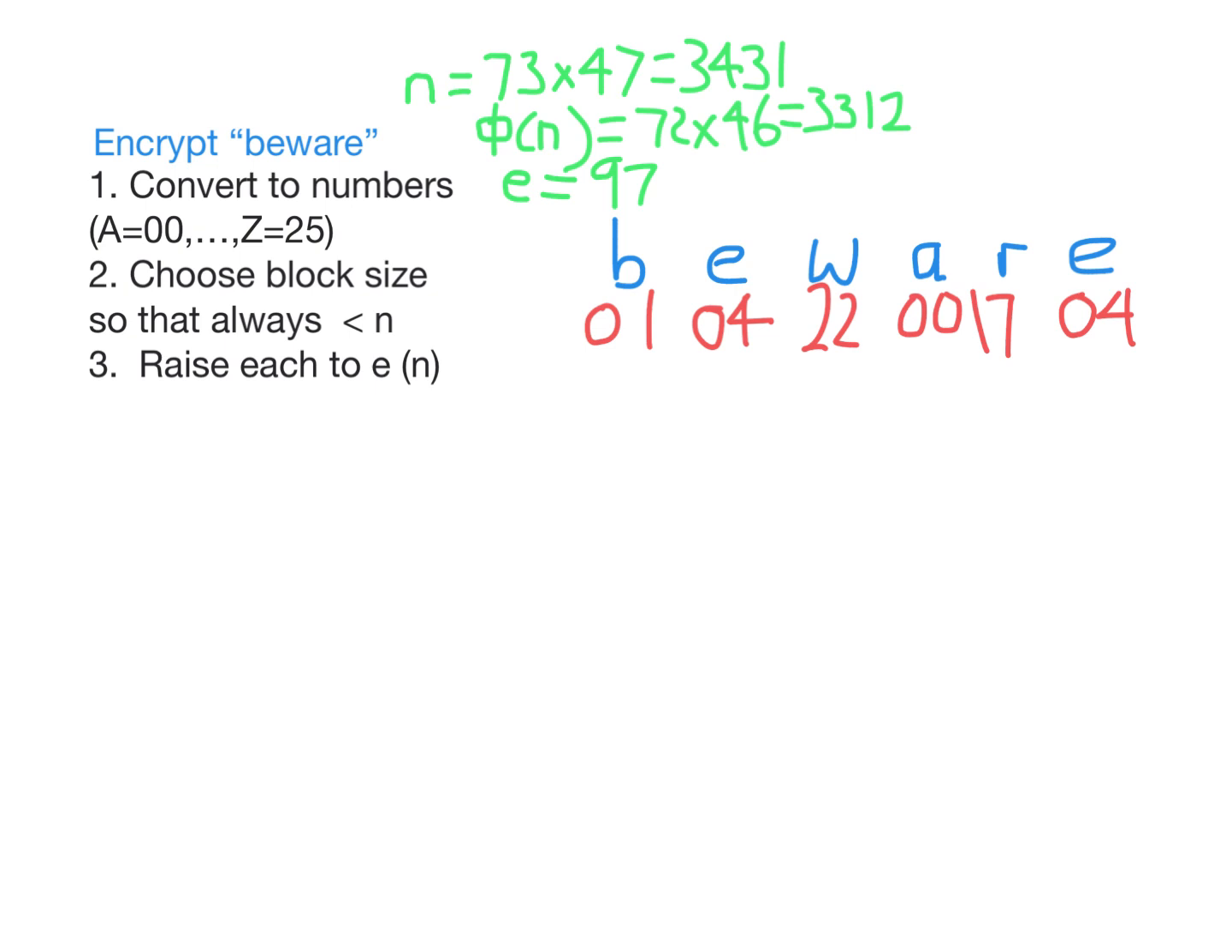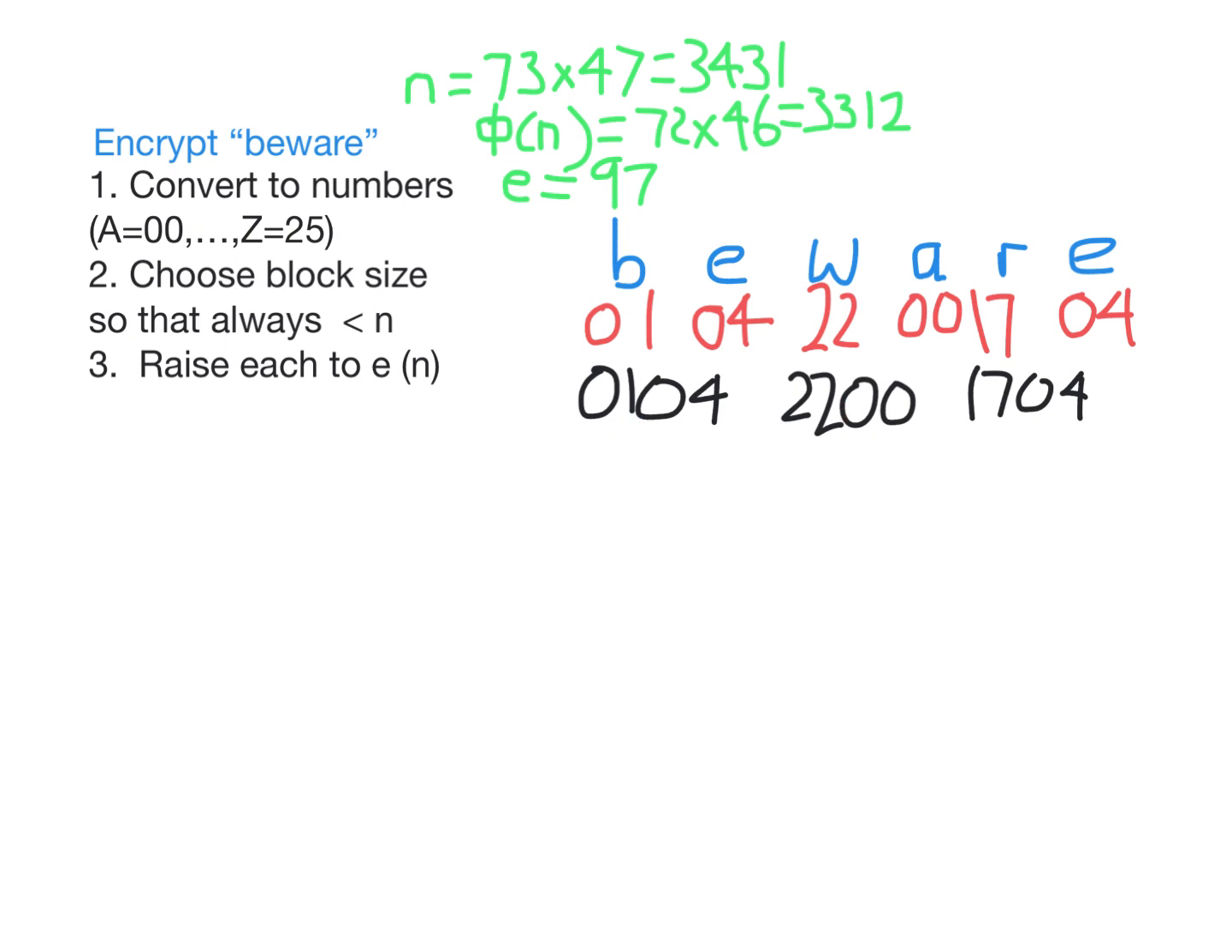Now what we want to do is group this in blocks. So we're going to choose the maximum possible block size so that there's no way any block can be greater than n. The block has to always be less than n. Now, if I group in blocks of 4, that means 4 of these digits or 2 letters, the largest possible value it could have is 2525. That would be if it was ZZ. So I can group these in blocks of 4. So we have block size of 4.